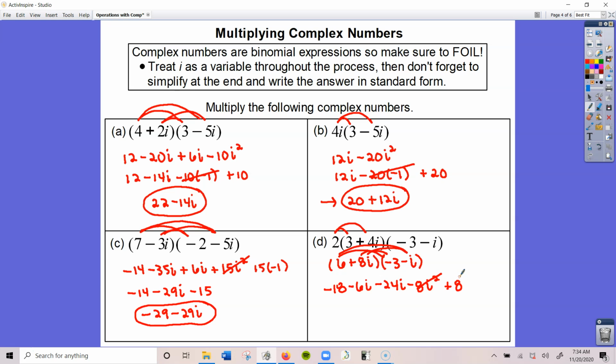So if you notice a pattern, whenever you have i squared, what it does is it just changes the sign of your number. So negative 20i squared will become plus 20, negative 10i squared is plus 10, and positive 15i squared is negative 15. So you can kind of use that shortcut if you'd like. Now we're just going to combine like terms. So negative 18 plus 8 is negative 10, and negative 6i minus 24i is negative 30i.